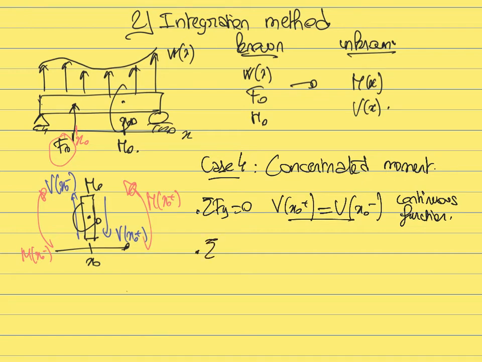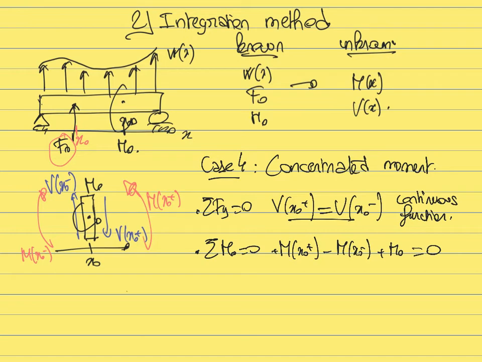Now let's write the fact that the sum of the moments is equal to 0. What do we have in this case? We have the moment on the right, which has a positive sign projection. That's the moment at x naught plus. Then we have the moment on the left, which has a negative projection. That's the moment at x naught minus. And we have the moment at x naught, which in this case has a positive projection. And the sum of those moments is equal to 0.